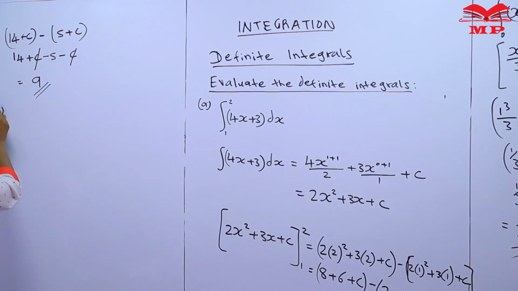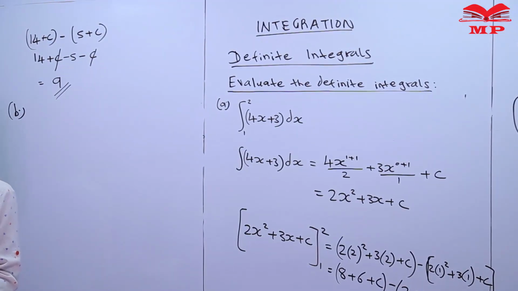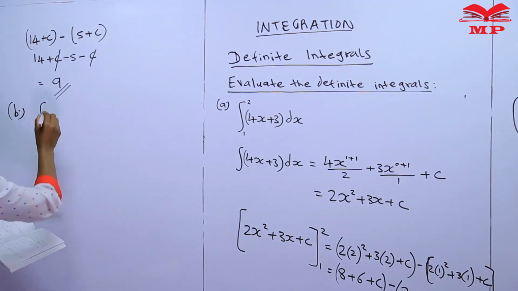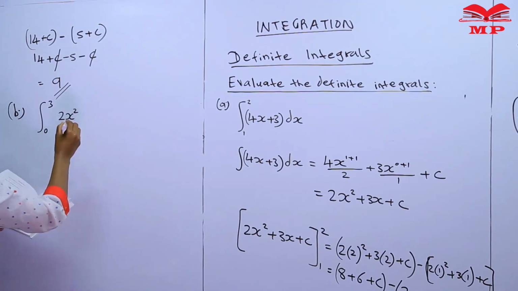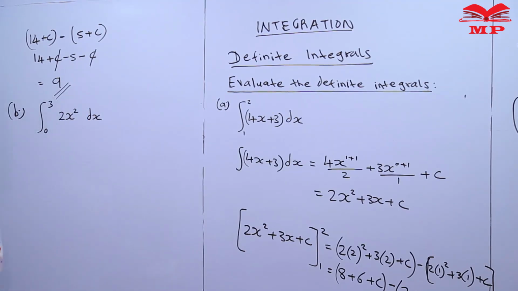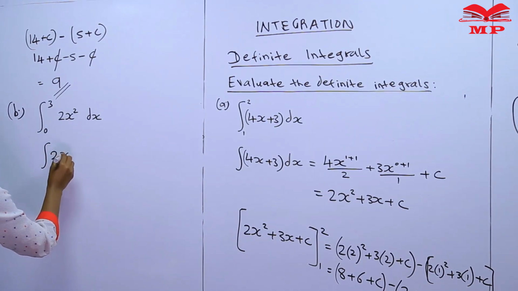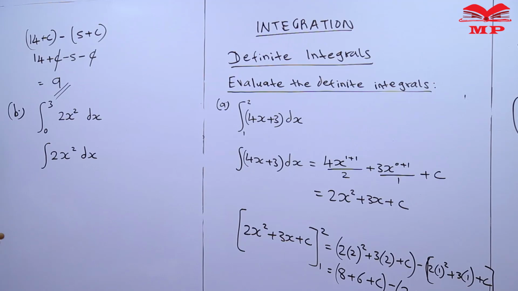So part B, we can do another example for a definite integral where we are told to evaluate. In this case, we've been given the following. The lower limit is 0, the upper limit is 3. Then we've been given the function, the gradient function as 2x squared, and then we are integrating with respect to x. So in this case again, we follow the same procedure. The first thing is to integrate. So we need to integrate this. So we simply come and integrate 2x squared. We do not include the limits at first.